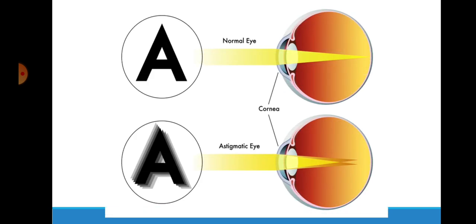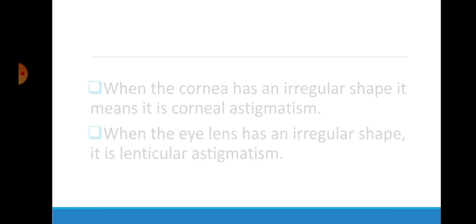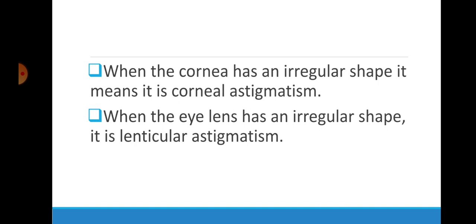Okay, so look at this picture. Here the upper eye is the normal eye and the lower eye is the astigmatic eye. Look at the astigmatic eye and see there are multiple focusing points. So this is astigmatism, and due to this multiple focusing the image, that is A, is appearing in a distorted manner. If the astigmatism is due to irregularities of the cornea, it is called corneal astigmatism, and if it is due to irregularities of the lens, it is called lenticular astigmatism.